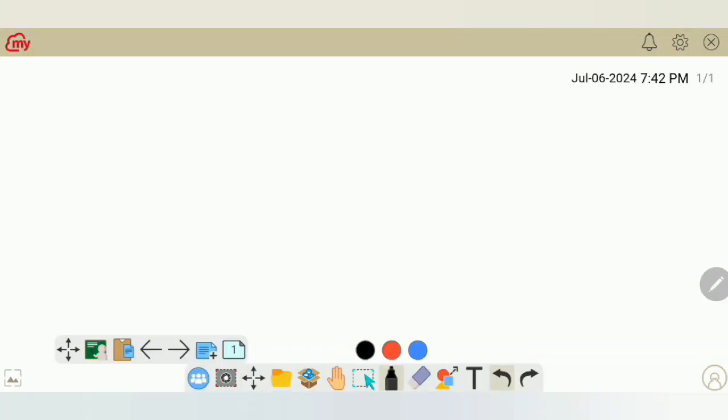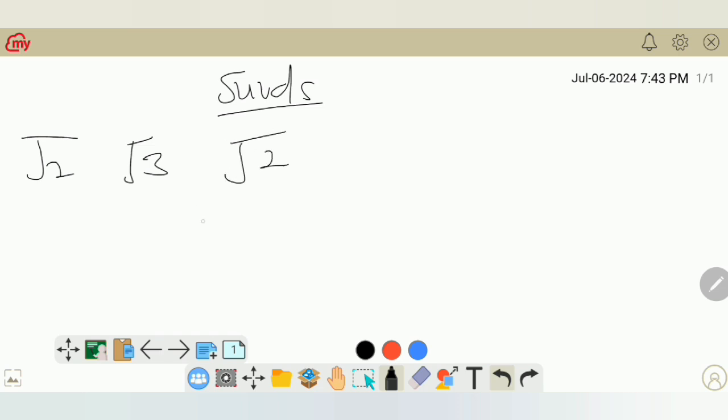Hello guys, in this video we are going to talk about surds. Numbers such as root 2, root 3 are called surds since they do not have exact values and are irrational numbers. We can only say that root 2 is approximately equal to 1.414. If a calculation requires an exact answer, irrational numbers must be left in the surd form.